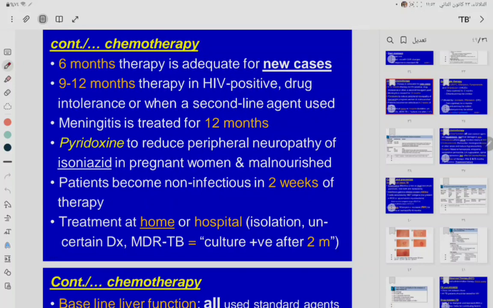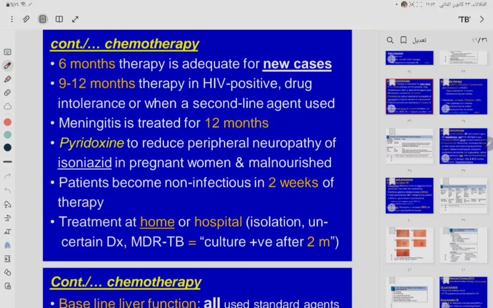Pyridoxine is given to reduce the peripheral neuropathy associated with isoniazid, so it is important. It usually comes as 1 tablet, vitamin B6, given in pregnancy and to the malnourished, but we can give it, and it is typical now in the guidelines for all patients, even if not malnourished. Patients become non-infectious in 2 weeks.